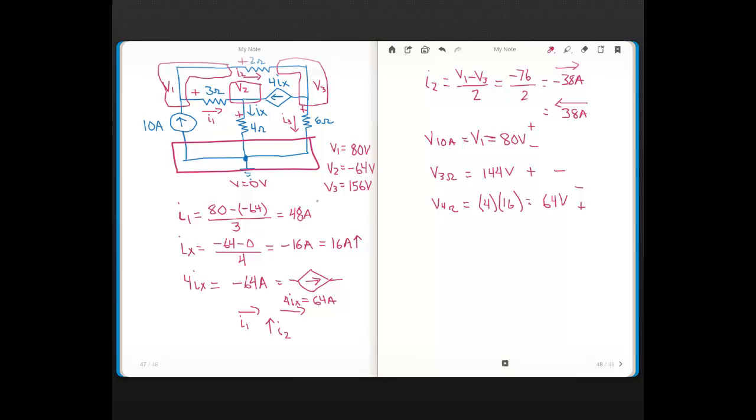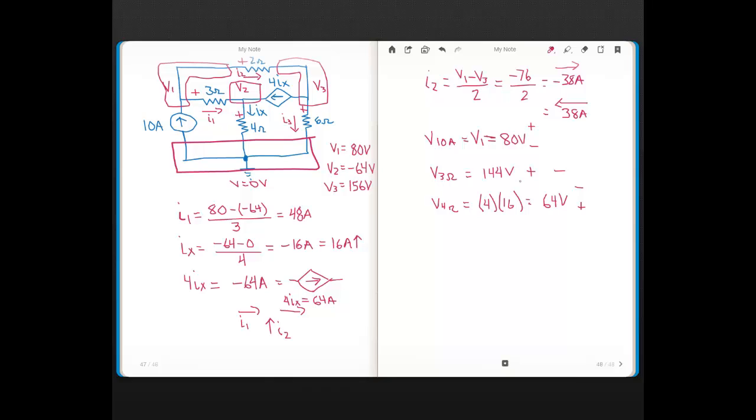And the polarity of the 64 volts would be that the plus is on the bottom and the minus is on top. So when you go around this left loop, you're going minus to plus 80 volts across the current source, then you're going plus to minus 144 volts across the 3 ohm resistor, and then you're going minus to plus across the 4 ohm resistor, 64. So the 80 plus the 64 equals the plus to minus voltage, the 144.